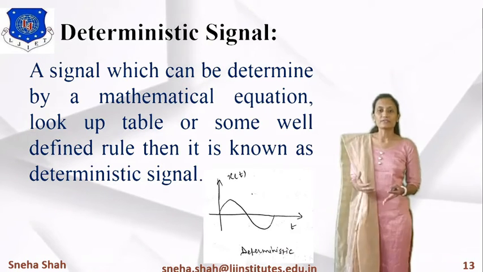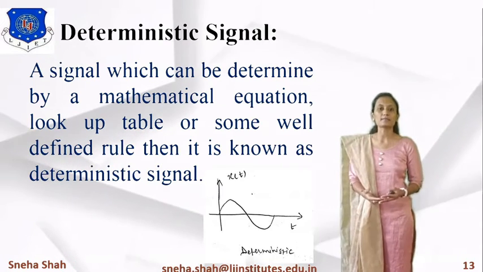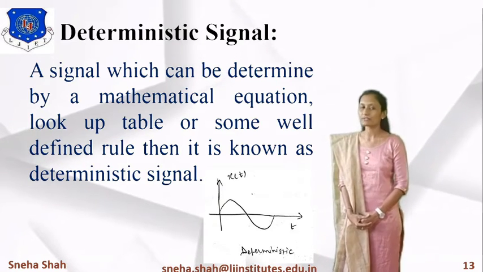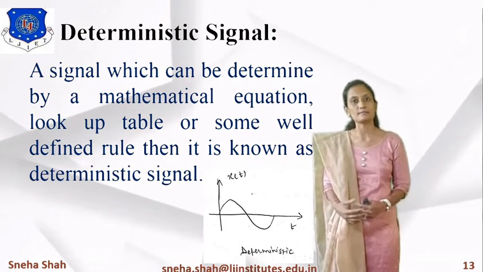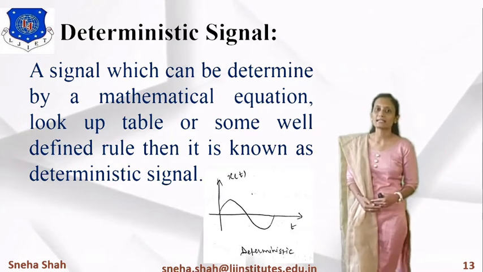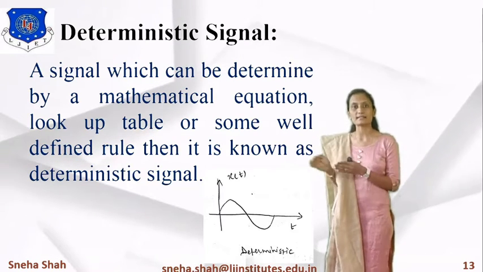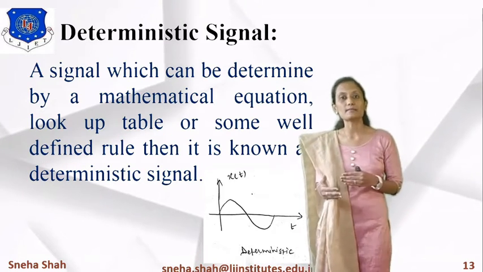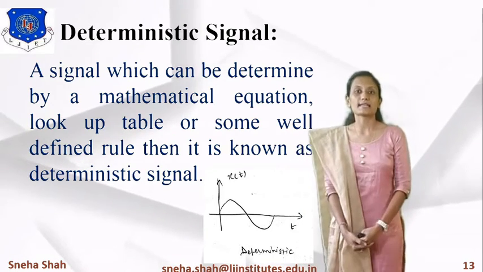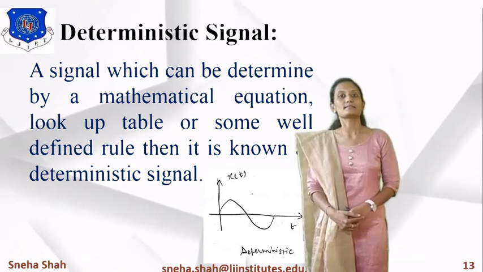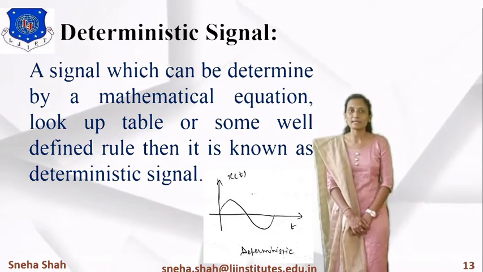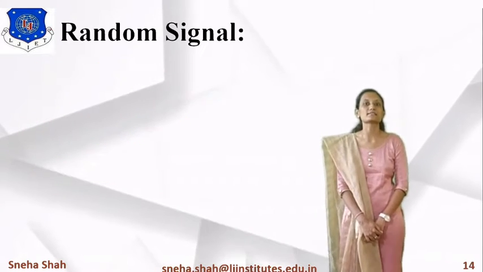So if the behavior of the signal can be determined by any method, from this graph you can determine the behavior of the signal, right? So it is considered as deterministic. Suppose I am writing that x of t equals a sin omega t. By using the equation also we can determine which type of signal is there, then it is also considered as deterministic signal.